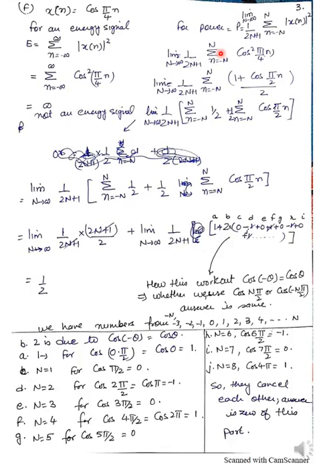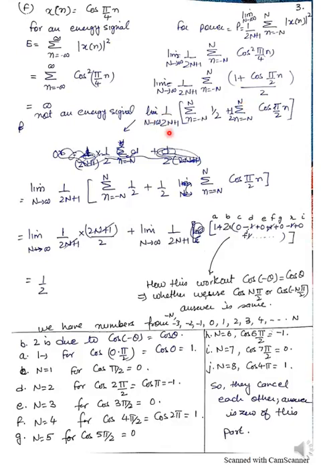For power, we have to use the formula P equals limit n tends to infinity, 1 upon 2n plus 1, summation n equals minus n to n of |x[n]|². So again we have cos² of pi by 4 n, which can be written as 1 plus cos of 2 times pi by 4 into n. So 2 will cancel with 4, giving 2. So it will be (1 plus cos 2 theta) divided by 2, using the trigonometric identities.